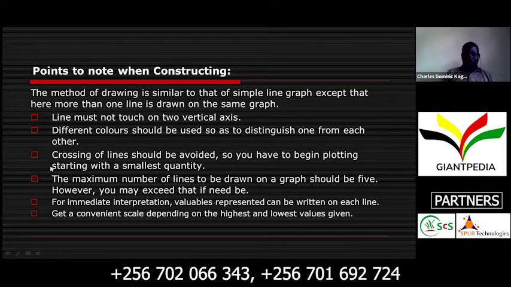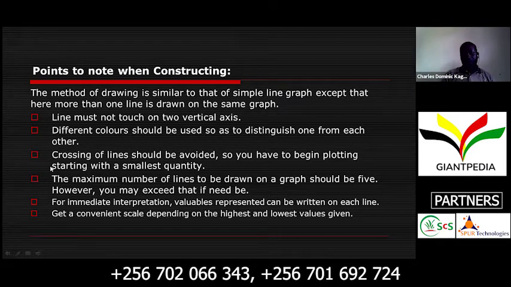So crossing lines should be avoided, so you have to begin plotting starting with the smallest quantity. Sometimes it is not good to crisscross when you are working on the line graph. So it is important that you start with the smallest unit when you are doing all of this, and then you go to the highest as you plot.